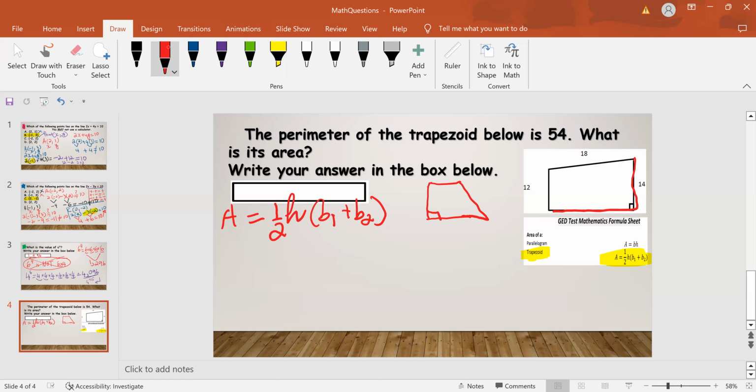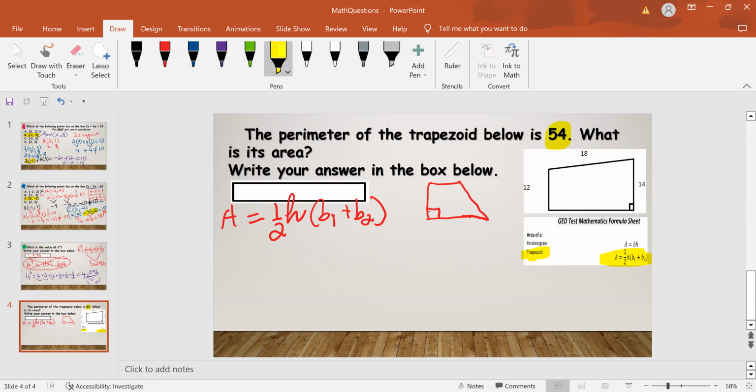So you have to understand that they can turn the shape in a different direction, but you can recognize how you have the base, the height, and the other dimension. For this question, first of all, understand this. They give you what? The perimeter. And they ask you to find the area.